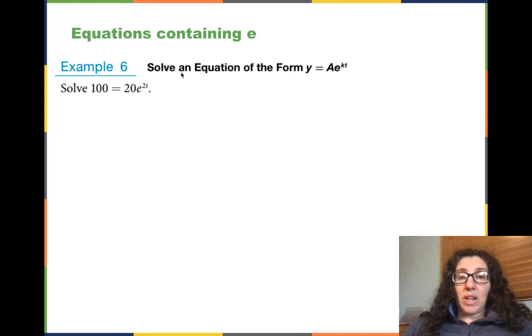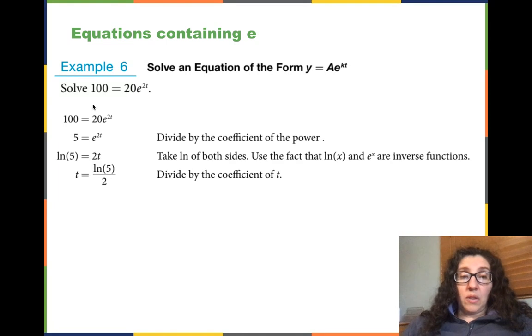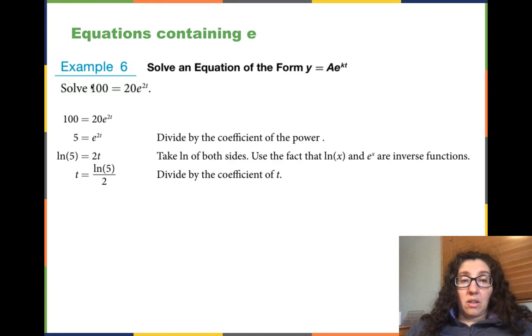All right. What if you already have e in the equation? So what can we do? Well, let's look at the solution. We can divide both sides by 20, right? So that just leaves us 5 equals e to the 2t. And now we could take natural log of both sides, right? So just like last time, we can take the natural log of both sides. This is just a number. Natural log of e to the 2t is just 2t, right? Divide by 2, there we go.